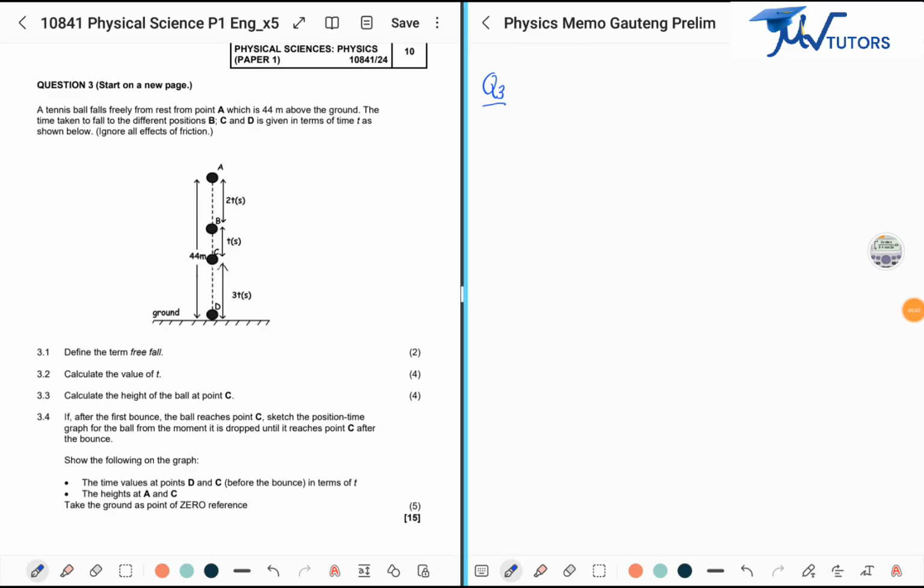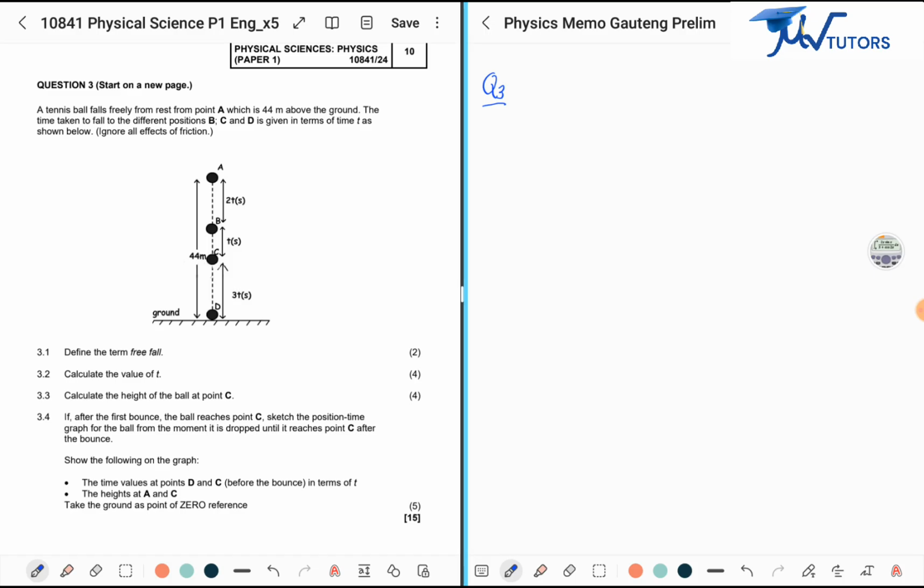Question 3. A tennis ball falls freely from rest from point A, which is 44 meters above the ground. The time taken to fall to the different points or positions B, C, and D is given in terms of time t, as shown below. Ignore all effects of friction.